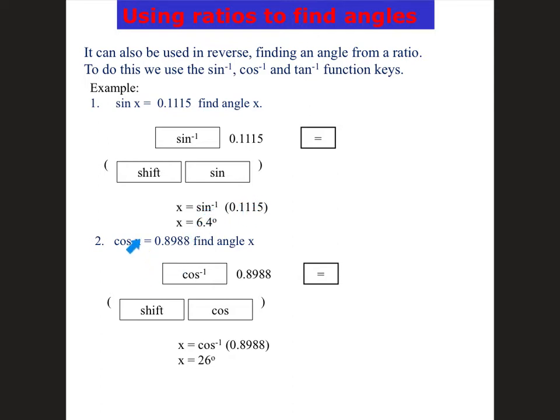You can do the same for cosine. If you're given cosine of x is that number, you look for the cosine inverse, then you put in the number, and you get the angle.